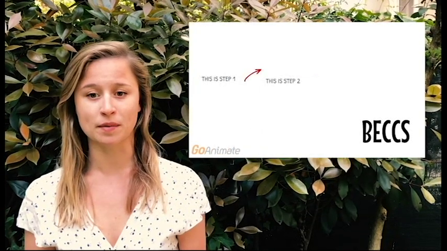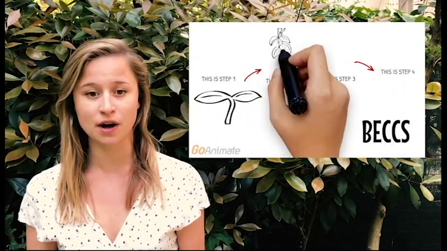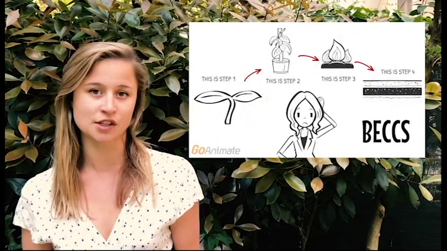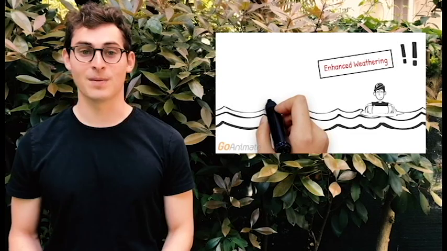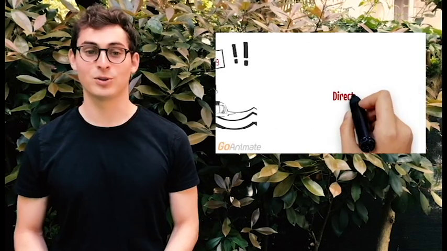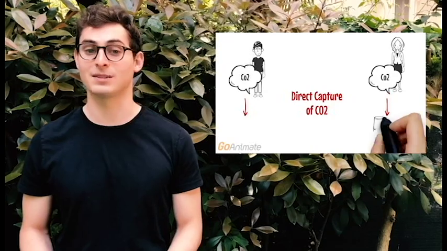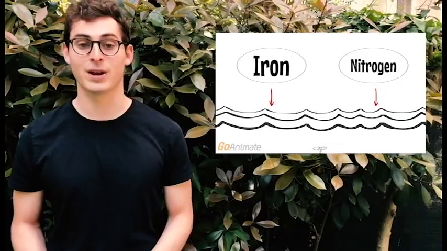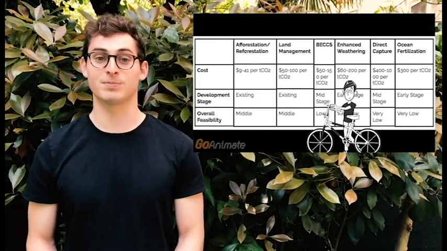Then, bioenergy with carbon capture and storage, known as BECCS, which consists of farming bioenergy crops which extract CO2 as they grow, then burning them for fuel and putting the resulting emissions underground. Then there's enhanced weathering, which is spreading pulverized rocks onto soils and the ocean to speed up the natural weathering process that takes CO2 from the atmosphere. There's also direct capture of CO2, which means sucking CO2 out of the air and either burying it underground or using it in a chemical process to make something such as plastic. And finally, ocean fertilization, which means adding iron and nitrogen to the ocean to increase the rate at which microscopic plants photosynthesize. This chart briefly shows the cost and development stage of each of these technologies, as well as giving an overall assessment of feasibility.